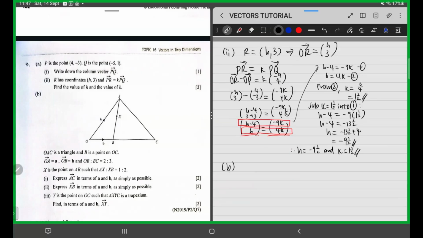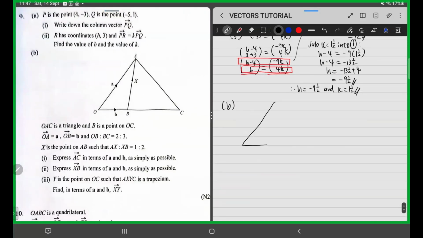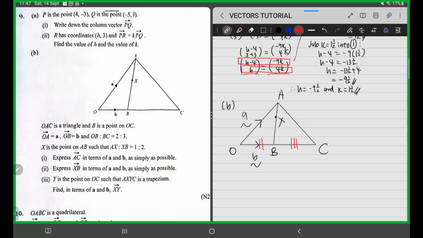Then in part B now, we move on to the triangle. Triangle OAB with point C, here is B, here is A, here is point X. The question says OB to BC is 2 units to 3 units, so here's 2 units, here's 3 units. And then they say AX to XB is 1 to 2, so here's 1 unit, here's 2 units. Okay, all labelled, all clear.